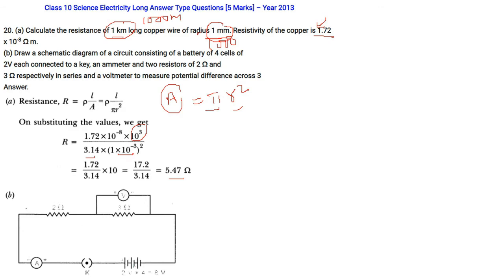Draw a schematic diagram of a circuit consisting of a battery of 4 cells. So we have 4 cells, 1, 2, 3, 4, of 2 volt each. So 2 into 4, that is 8 volt is the total battery. Each connected to a key. Now this is connected to a key. An ammeter, this is the ammeter, and 2 resistors, that is 2 ohm and 3 ohm. They are in series. And a voltmeter to measure the potential difference across 3 ohm. So this is 3 ohm. This is the voltmeter V, around or in parallel with this 3 ohm. This is how the diagram will be made.